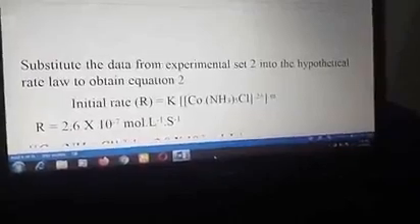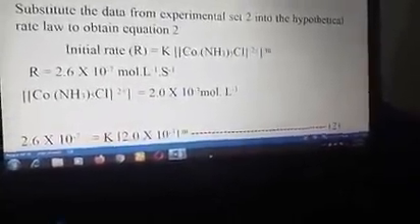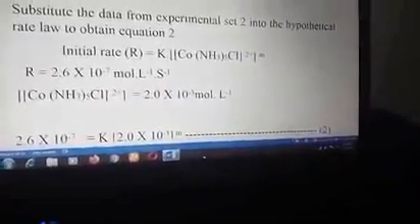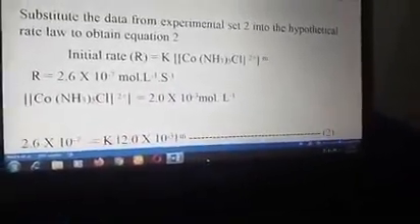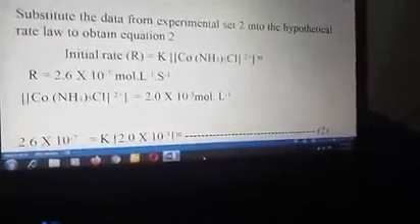We now substitute the data from experimental set 2 into the same hypothetical rate law to obtain equation 2. From set 2, the rate is 2.6 × 10^-7 mole per dm³ per second. The cobalt concentration is 2 × 10^-3. We bring the values, we have 2.6 × 10^-7 equal to K times 2 × 10^-3 to the power M. So we make substitution using any of the two sets into the hypothetical rate law. You can choose any two sets of equation, it doesn't matter.